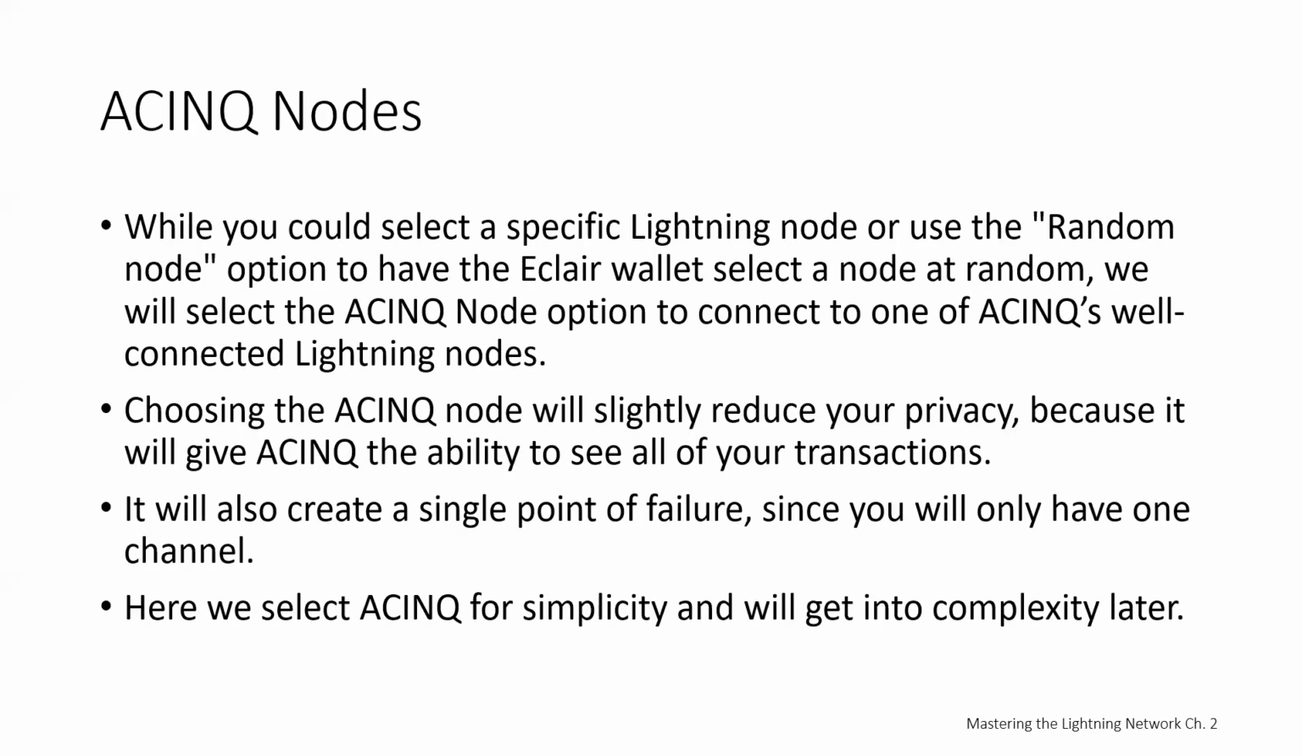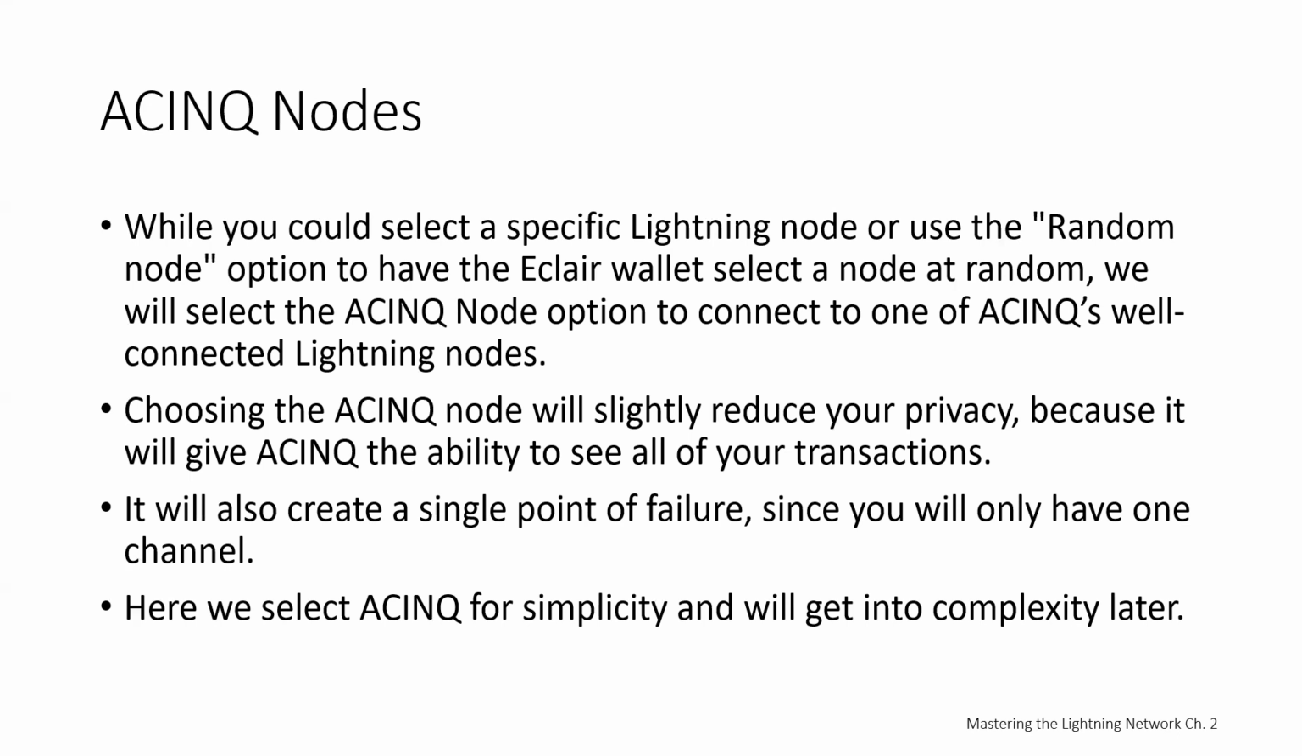While Alice could select a specific Lightning node or use the random node option to have the wallet select a node at random, in this particular example, we're going to select the async node option to connect to one of async's well-connected Lightning nodes.